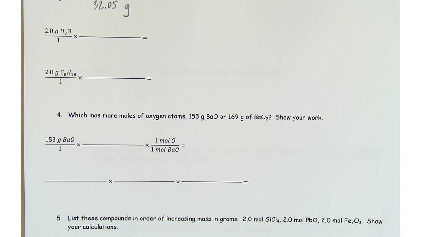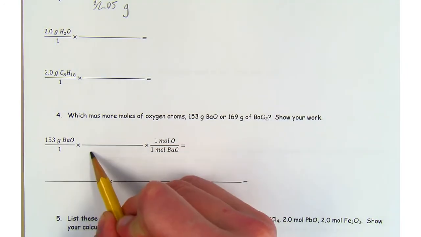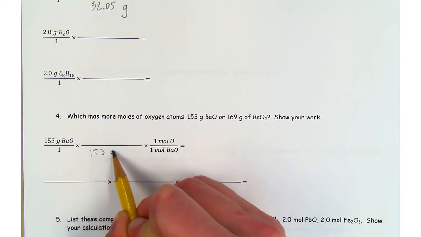This next one is a little tricky. Which has more moles of oxygen atoms? Barium oxide or barium dioxide? Okay, so once again, I kind of help you out. I start with what's given in the problem. Okay, then you're going to need to convert to moles. So you're going to have to put in the molar mass.